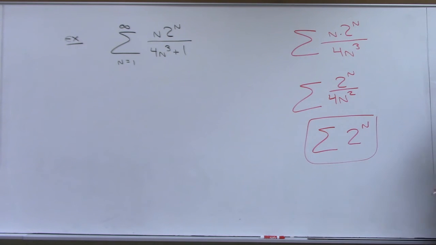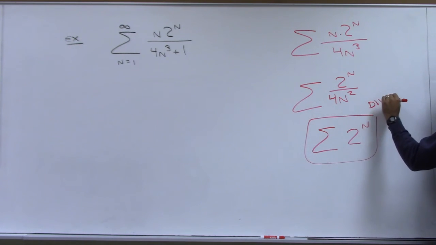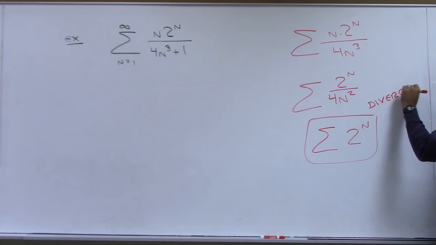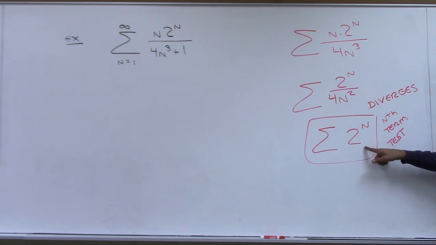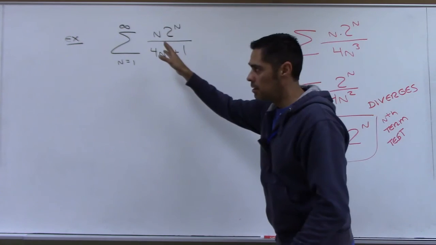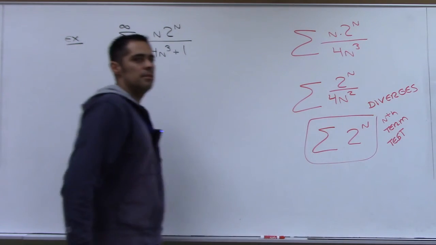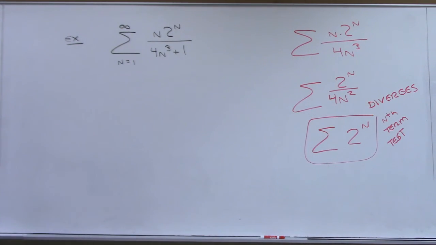Now, do I even need to talk about what that one does? I mean, we all know what this one does, hopefully. That diverges, right? That diverges for sure by the nth term test, because if I take the limit as n goes to infinity of that, it does not go to 0. It goes to something other than 0, and that means it diverges for sure. So I'm comparing this to that, and you want to do limit comparison, right?